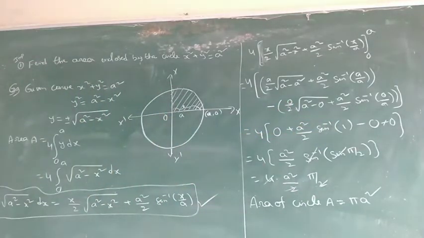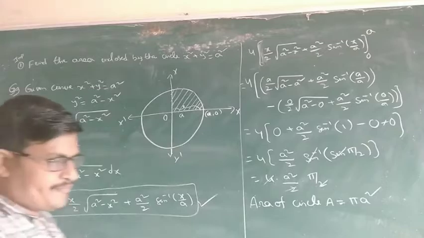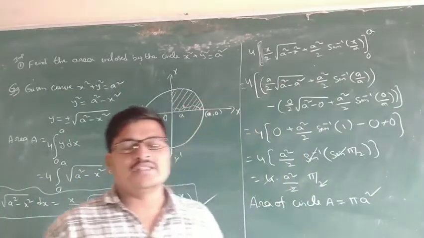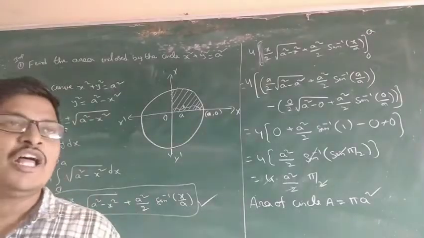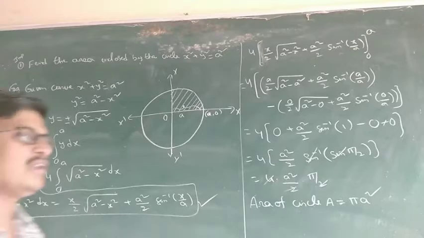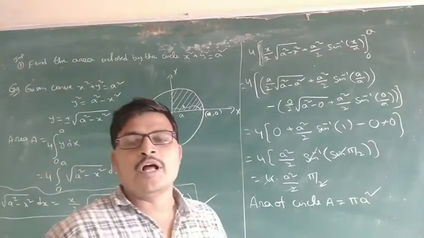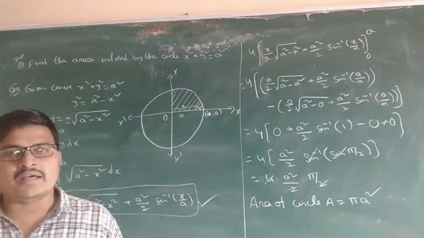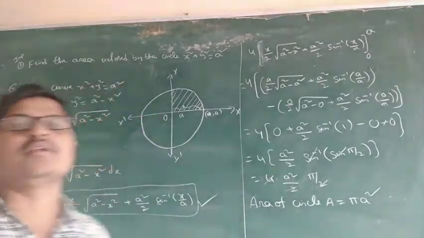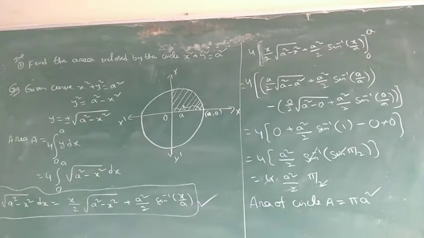Pi a square. Okay. What is the formula for the area of the circle? Pi a square. Area of the circle is equal to pi a square. Here a is the radius of the circle. A is the radius of the circle. Okay.